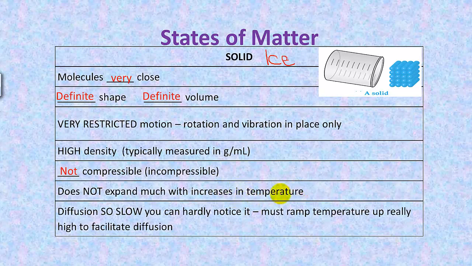Now we're not talking about melting, okay? When it's a solid at negative 100 degrees, and you warm it up to negative 50 degrees, it's still going to be a solid and it will not expand much. The diffusion is so slow you can hardly notice it. So if you have two ice cubes together, one red and one white, the red is not going to diffuse into the white where you notice it.